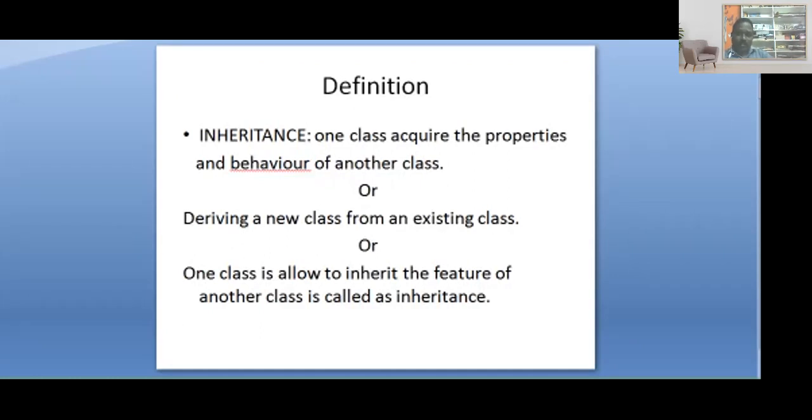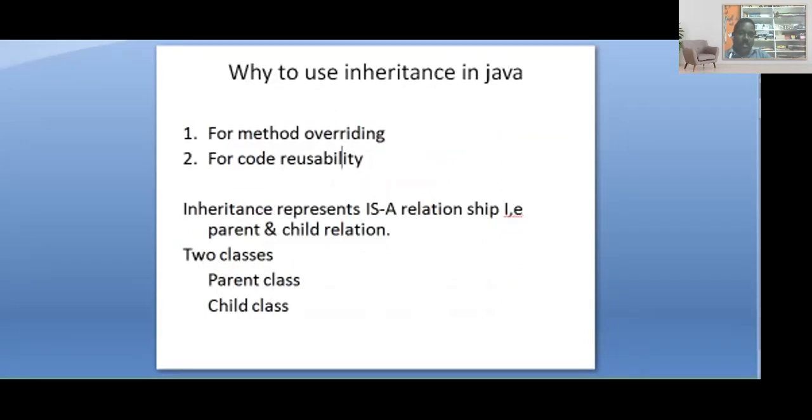In another way, one class is allowed to inherit the features of another class. One class is allowed to inherit the features of another class is called inheritance. Okay, this is the definition of inheritance. We can say that one class acquires the properties and behavior of another class is known as inheritance, or deriving a new class from an existing class is known as what? Inheritance. So now, why use inheritance?